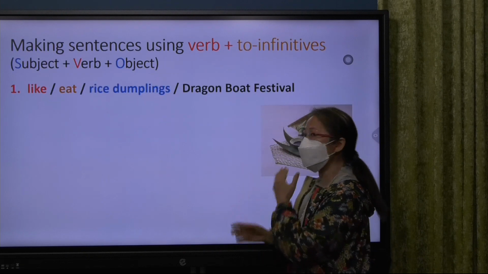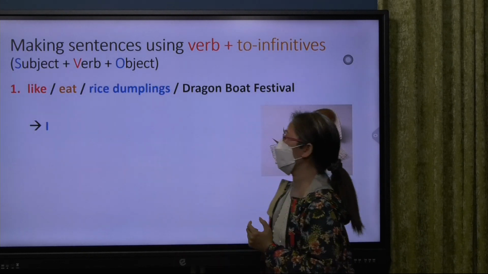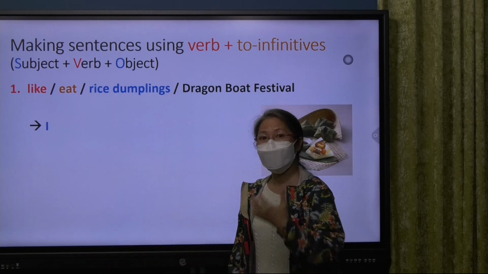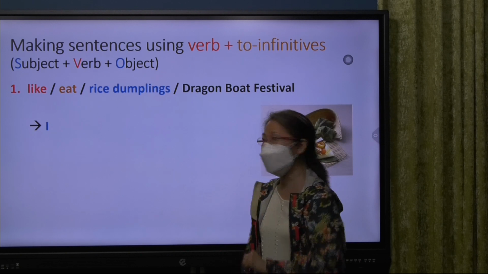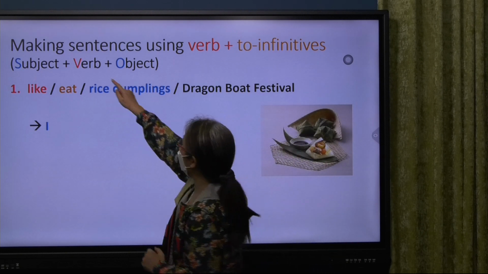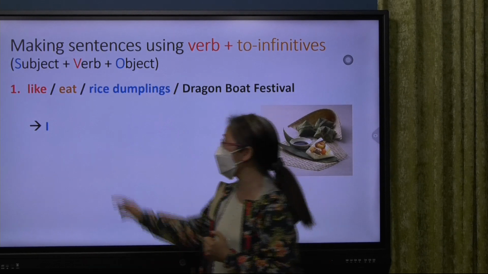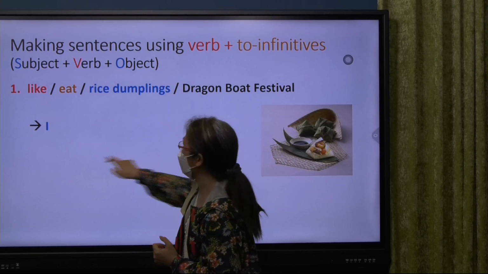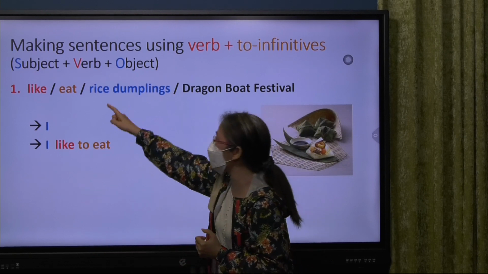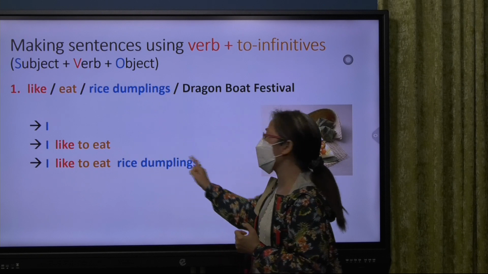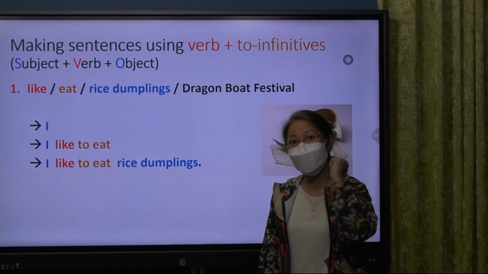Okay, so we add a subject. You can add any subject you like. For example, I. You can put down Peter, Mary, my father. It's okay, up to you. And then, how about the verb? Two verbs here. We use to infinitive, right? So we use like to eat. Okay, I like to eat. Okay, the object. I like to eat rice dumplings. This is okay, good enough.